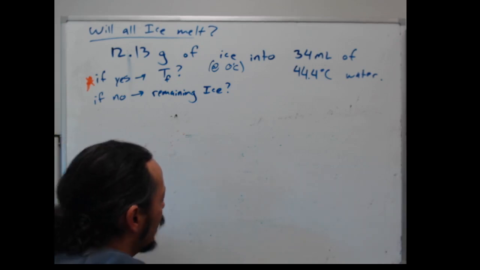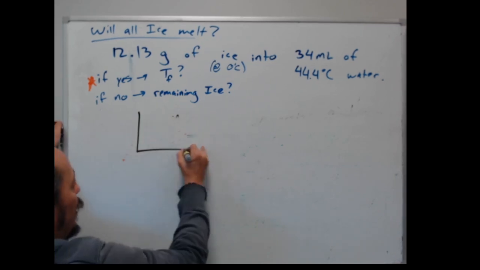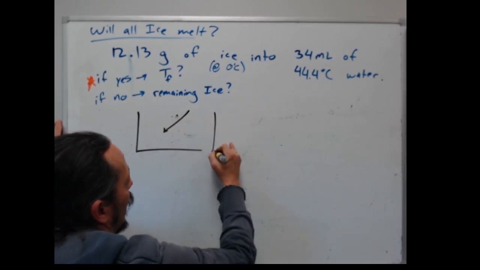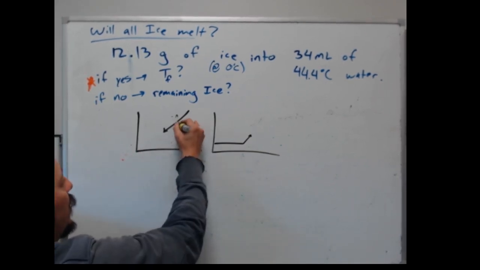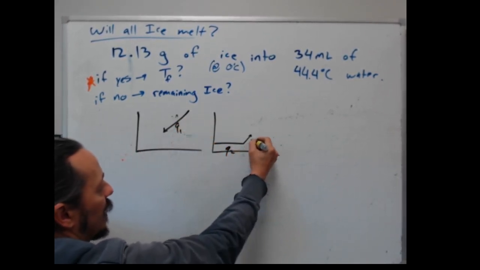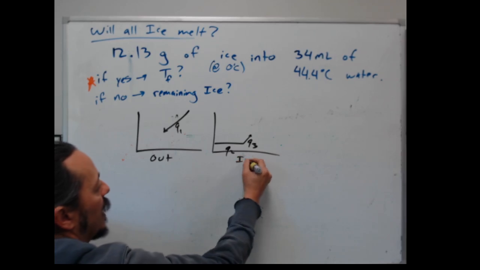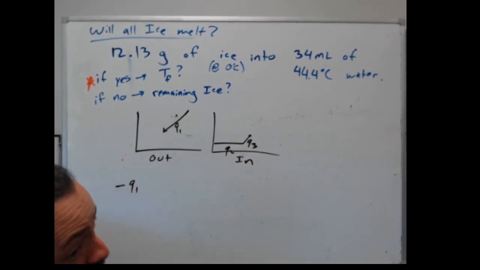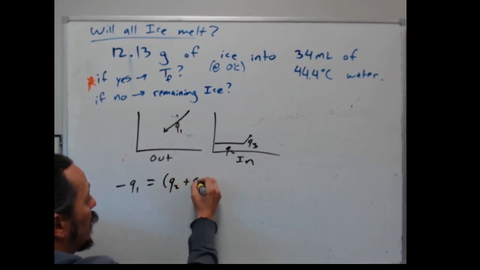Okay, so at this point, we can say I'm going to have my two different energies. I'm going to have water cooling off, and I'm going to have ice melting and water warming up. So I'm going to end up with a Q1, a Q2, and a Q3. This is going to be my out. This is going to be my in. So I'm going to end up with negative Q1, because I always like to make my out part negative. You don't have to. You can make either one negative. Equal and opposite to my Q2 plus Q3.